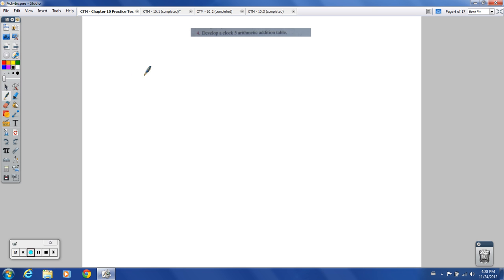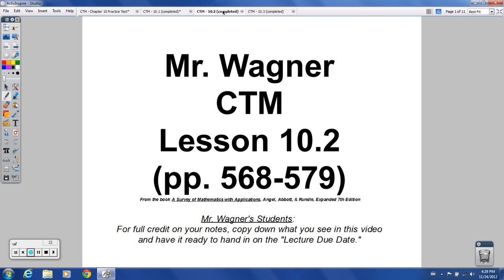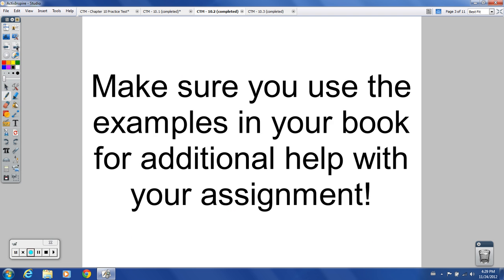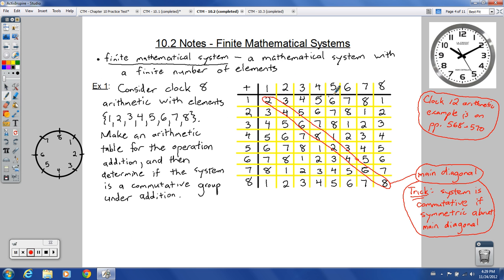Let's check out number 4. Develop a clock 5 arithmetic table. So we're going to go back to one of our lessons here. Okay, so clock arithmetic was here. We had this clock 8 arithmetic table with the elements 1 through 8, and here we have a clock 5, which is kind of like this, but just with a circle with 5 marks around it instead of 8.